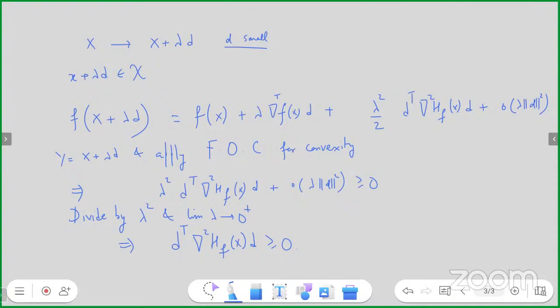So can you think of a function where it's strictly convex, but the Hessian is not positive definite? That would refute what I'm asking. Otherwise, you'll have to prove it, and proving is much harder. Is the question clear to everybody? Suppose the function was strictly convex, would you get the Hessian to be positive definite, not just positive semi-definite?